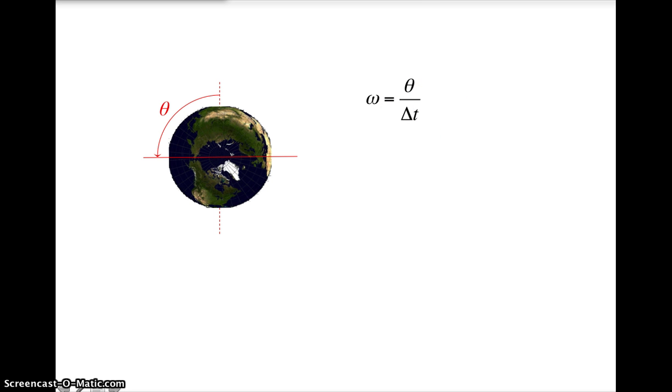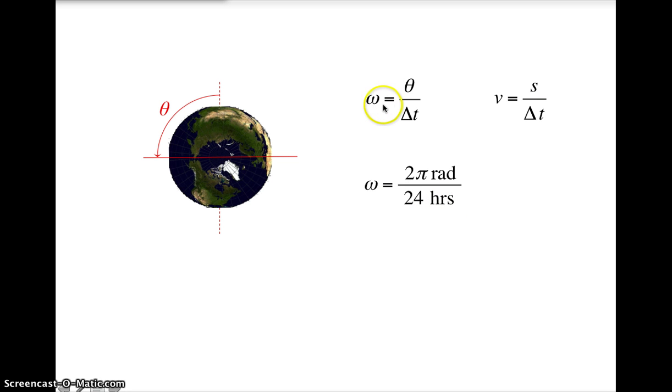occur. Now, because we're talking about how many radians or degrees it rotates, we call that the angular displacement, theta. And because this is how quickly it rotates, we call that the angular speed, omega. In the case of the Earth, we know that the Earth makes one full rotation and it goes through 2 pi radians, or 360 degrees, in one day, which is 24 hours.